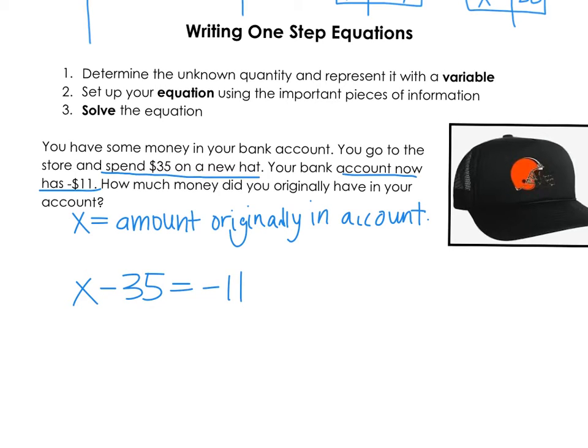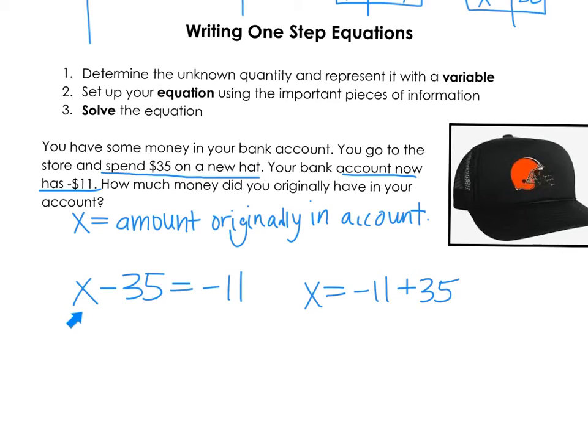You may have thought of this in a different light. Maybe you just knew what to do with the numbers, and it's okay for you to set up another equation where the variable is already isolated. So maybe you thought, you end up with negative $11, but you initially had 35 more than that, and that's how you could also figure out how much you had originally. So either one of these equations are okay, and you end up doing the same thing.